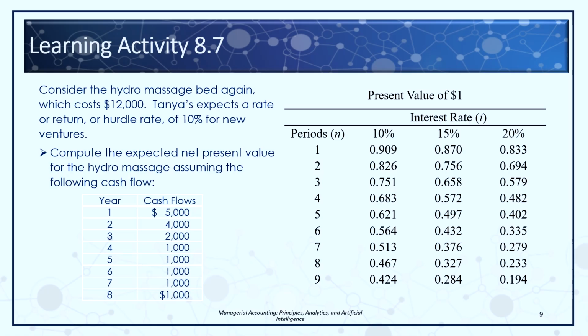Now complete learning activity 8.7. This time, the hydro massage bed has uneven annual cash flows. You'll discount each year's cash flow individually using the present value of a dollar table. Then add the discounted cash flows together and subtract the initial investment. Pause here and work through the activity. Once you've finished, check your answers with the solutions provided in the back of Chapter 8.